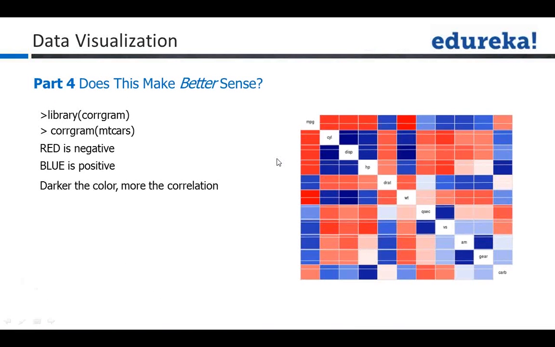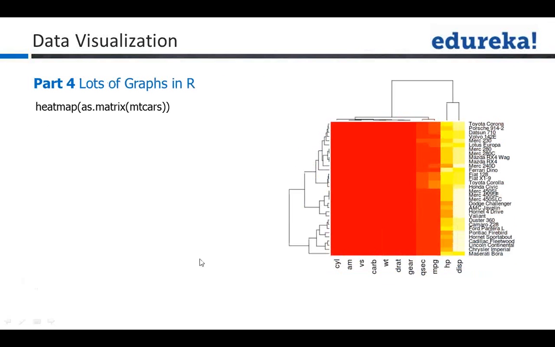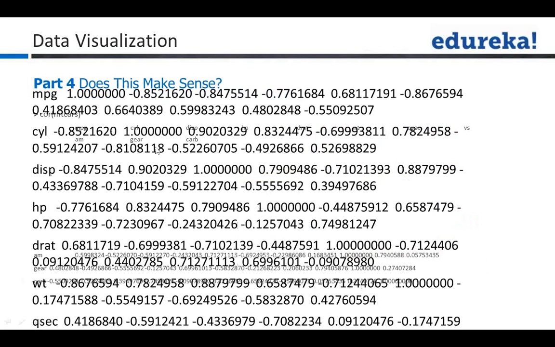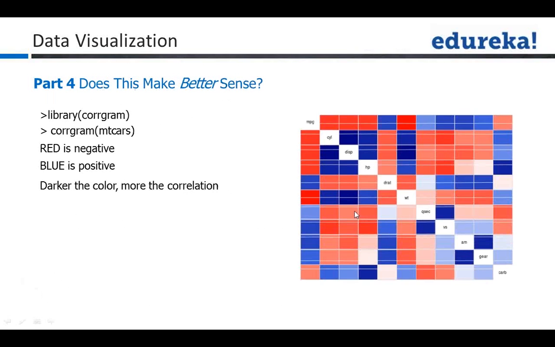But this is a correlation graph, using a library called Corrgram. If you do a correlation of mtcars, then you will just see the correlation values between plus 1 and minus 1, and this is how it will look, and you won't know which values are more correlated with which ones.